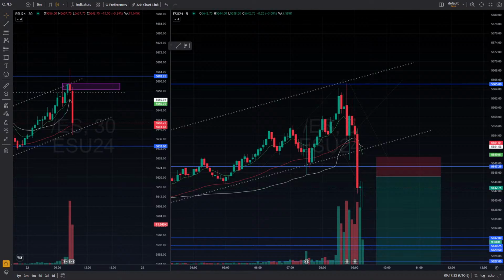Could we be looking at a trend day lower right now? Let's all put that on our radar. Let's all think about that. Let's talk about it. Trend day lower. Let's put it in your brain. Let's think about it for a second.